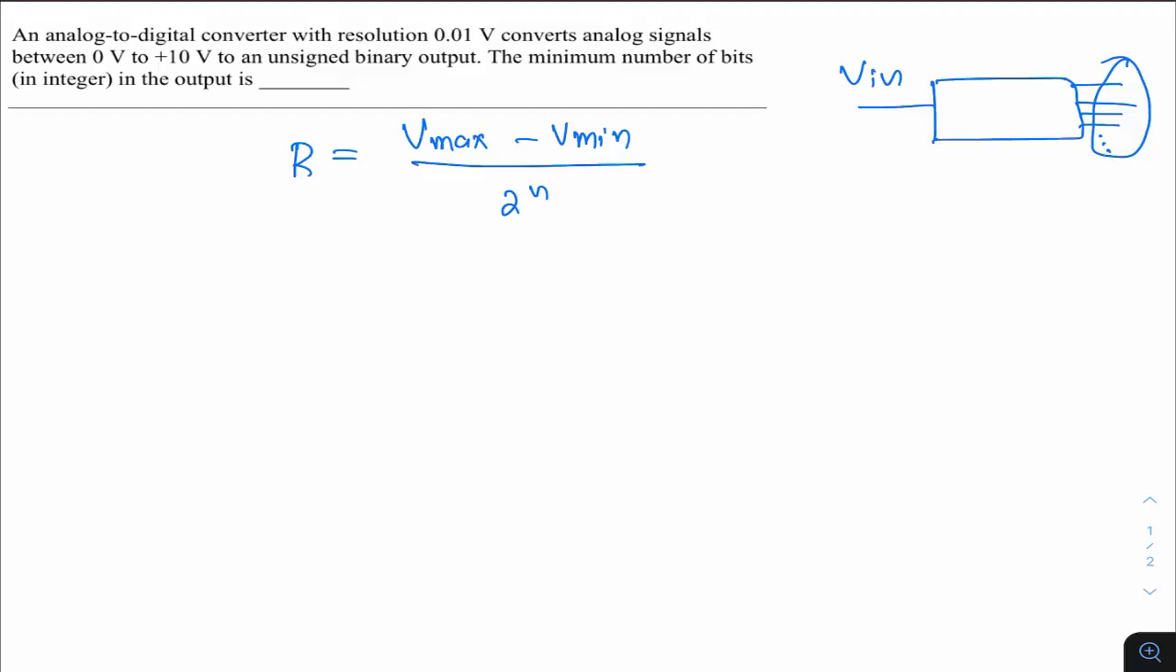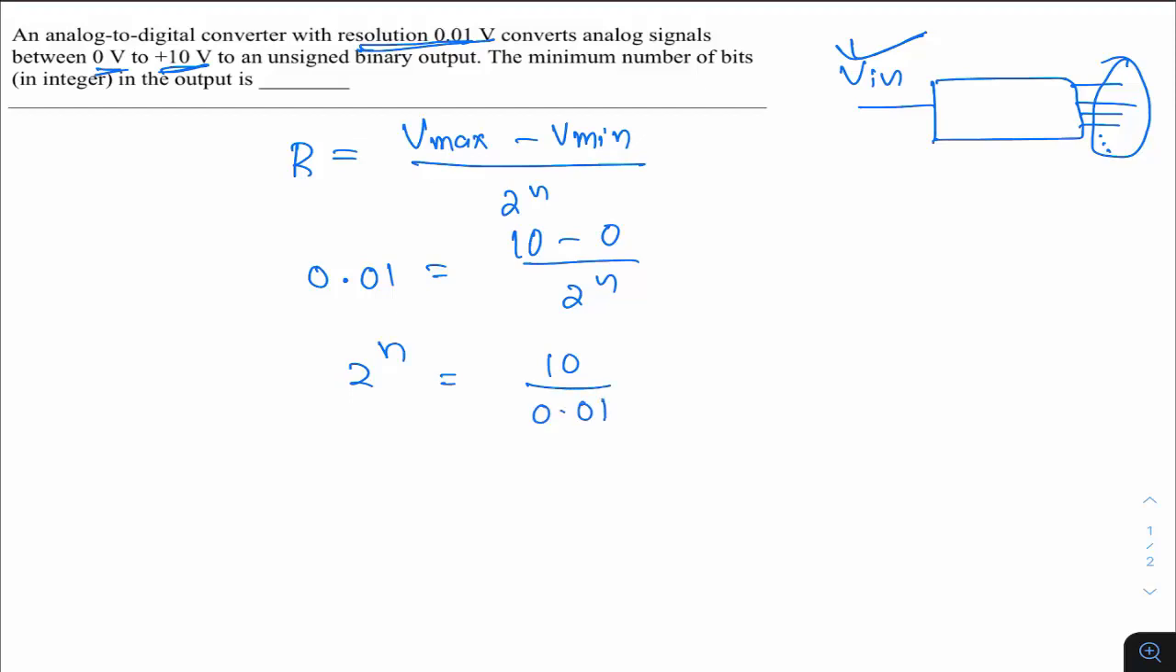In this case, the resolution is given as 0.01, right? And V max minus V min, that means the range of this input voltage, is 10 volts minus 0, divided by 2 power n. If you simplify this, 2 raised to power n happens to be 10 divided by 0.01. So this will be 1000.